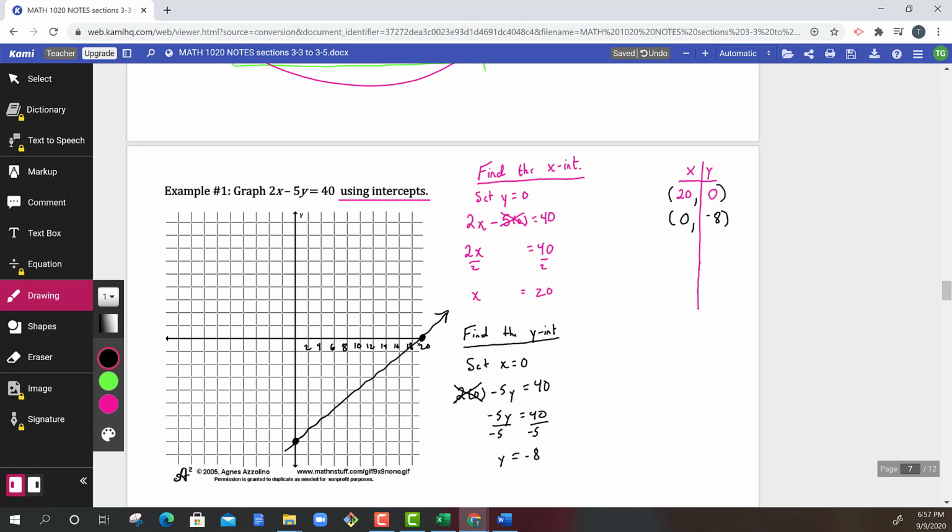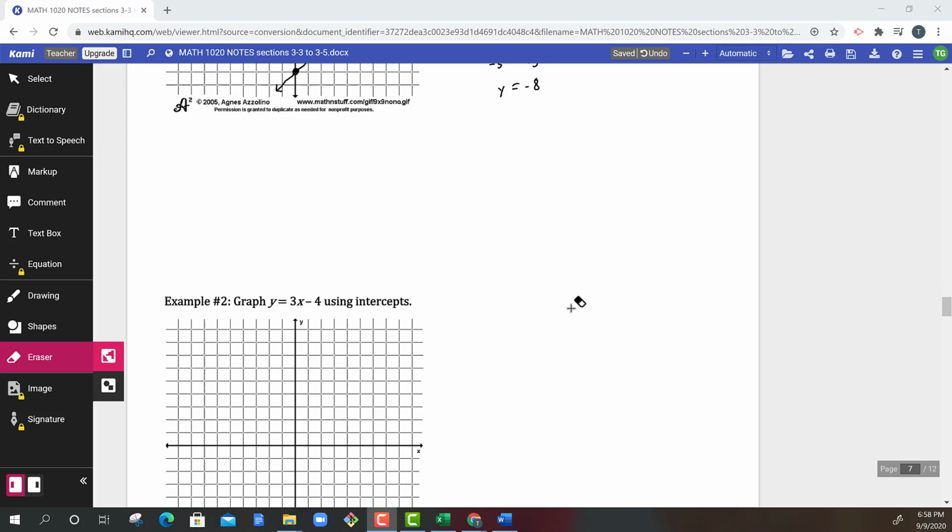Connect your dots, and there's your graph. So that's literally all there is to it, graphing intercepts. You only need 2 points. You can substitute 0 for y and 0 for x to get those.